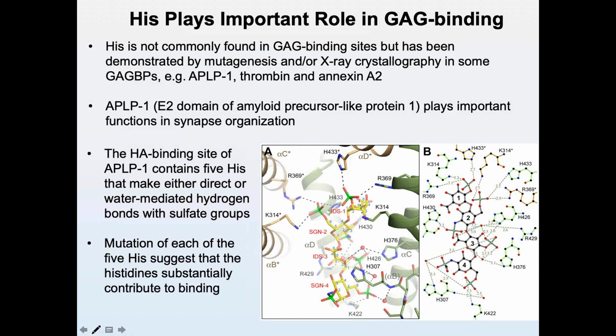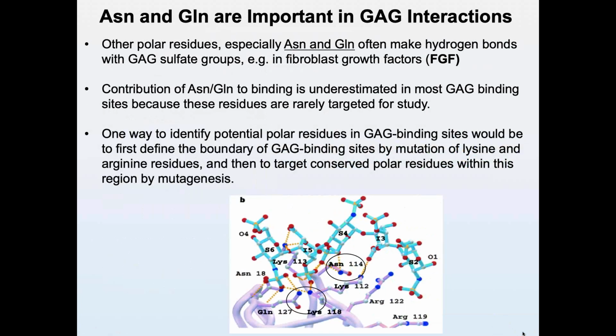Now, all these histidines are very important if you start making a site mutation. You take 1 out, you reduce the binding affinity. You take 2, you reduce it even further. So these histidines, like the arginine and the lysines, are very important. Some of these GAG binding proteins utilize histidine. They may utilize a mix of histidine and arginine. However, some of them utilize mainly histidines for interactions.